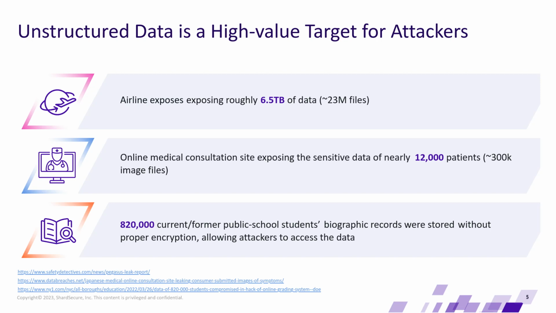And then the final one is more in the public sector, where an organization leaked information around 820,000 current and former students. And this was demographic data, academic records, biographic data. So the sensitive data is there and it's not secure, and attackers know this and are taking advantage of it.